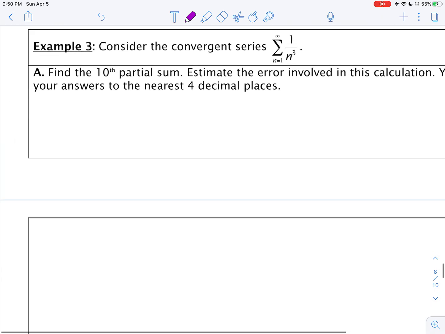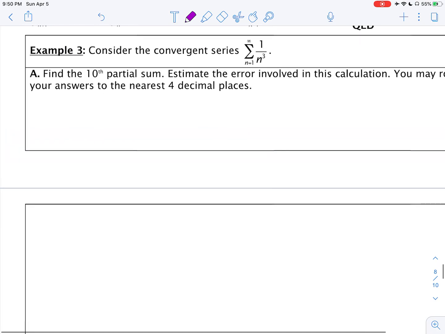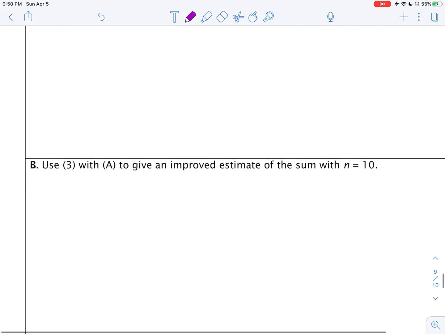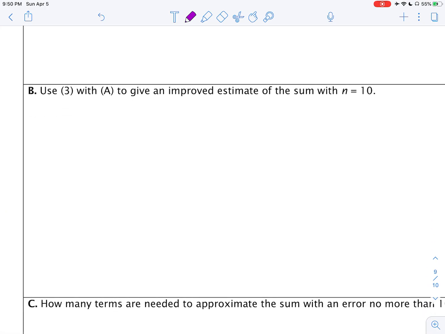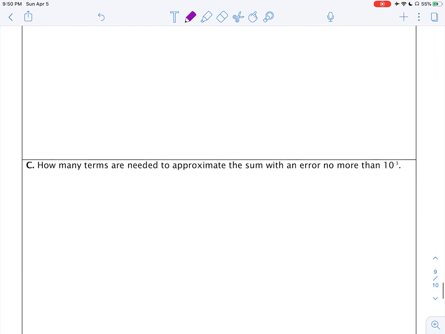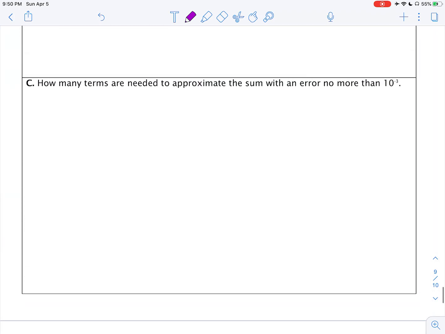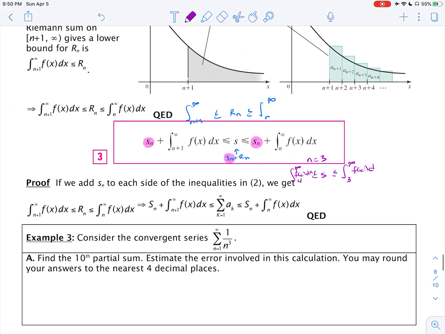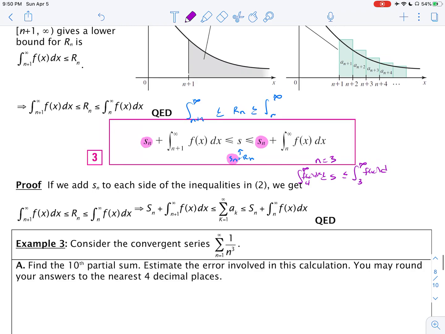And then we have some other examples, which I will likely go over in office hours, and I might fill out for you just in terms of notes, just to keep this video short. But we can figure out other things like how many terms are needed to approximate the sum to within 10 to the negative 3. But I will stop here, and I will see you in a bit.